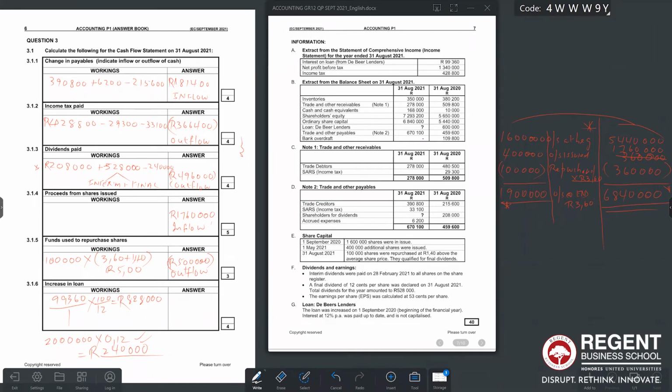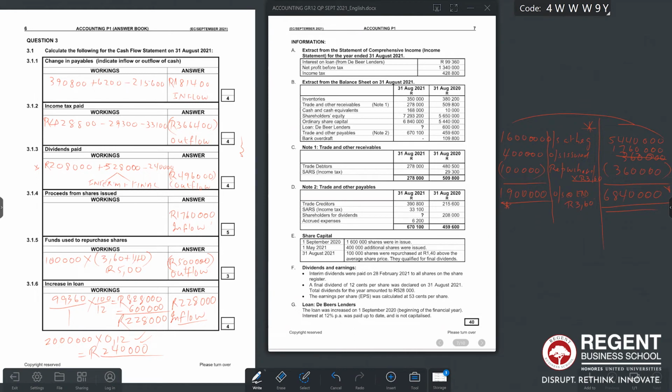So how much was the loan at the beginning of the year? The loan at the beginning of the year, if you look at the information B, extract from the balance sheet, your loan was 600,000. So minus 600,000. And the difference is 228,000. That is how much the loan increased by, 228,000. And if the loan increased, it will be an inflow. Money came in. I went and borrowed.